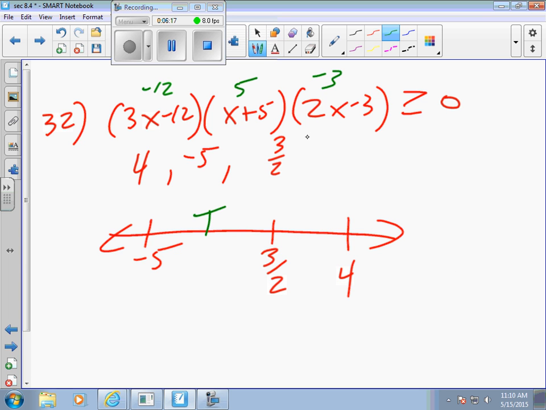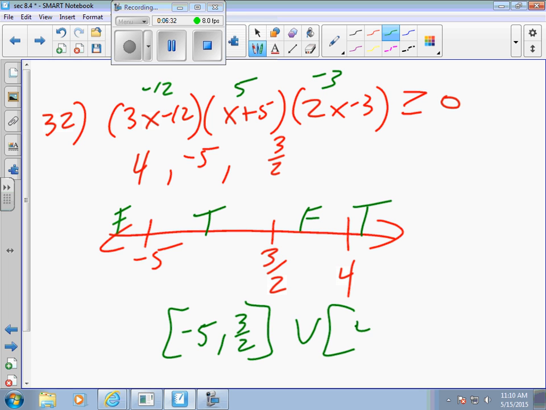But I also know, since there's no doubles, no factors that are the same, that it's going to alternate true, false, true, false. And then my interval, since it's the equal, is going to be from negative 5 to 3 halves, union 4 to infinity. We never put a bracket on an infinity.